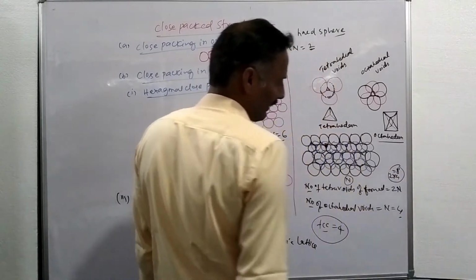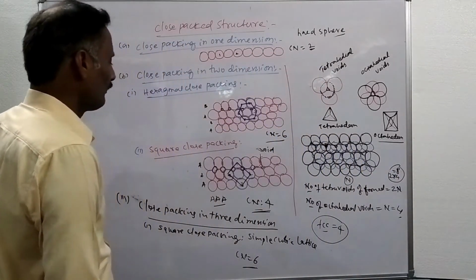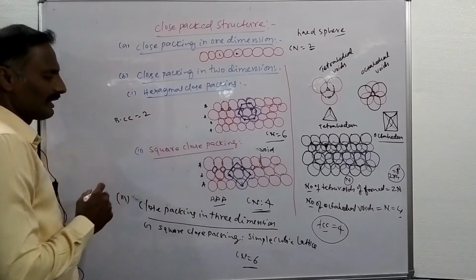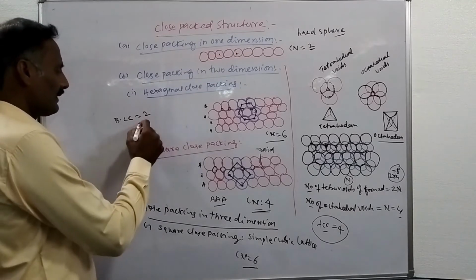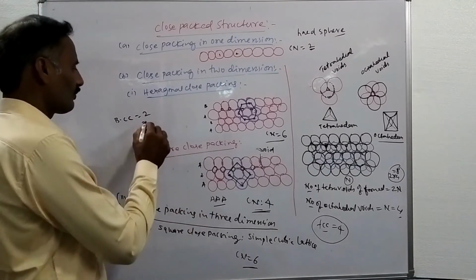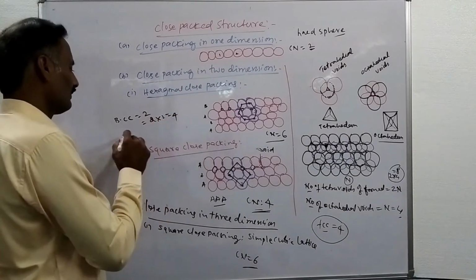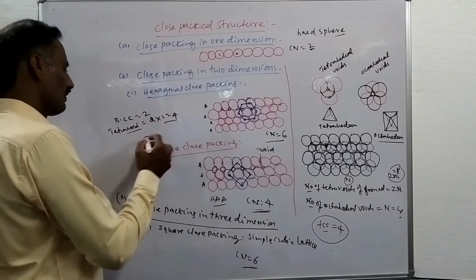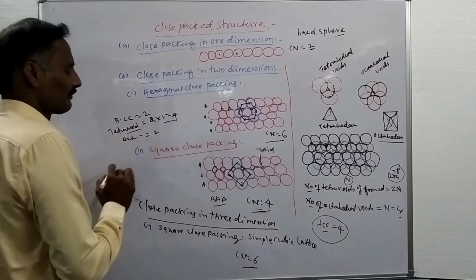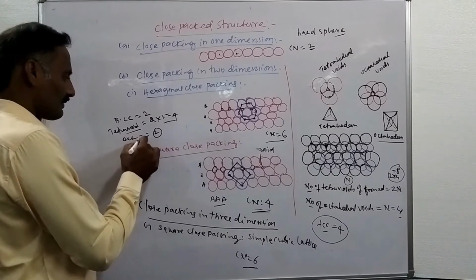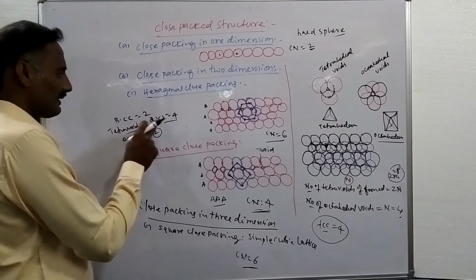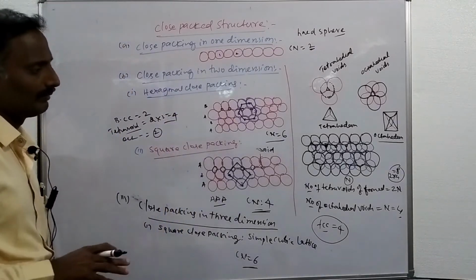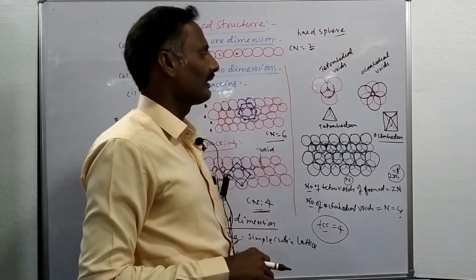That's why you will get 8 in case of FCC: an FCC cube contains 8 tetrahedral voids and 4 octahedral voids. Similarly, in case of a body-centered cube, how many particles are there? There are 2 particles. Then how many tetrahedral voids? Twice the number of particles, so 2 into 2 equals 4. That's why the number of tetrahedral voids is 4, and the number of octahedral voids is 2 in BCC. This is about the number of tetrahedral voids and octahedral voids.